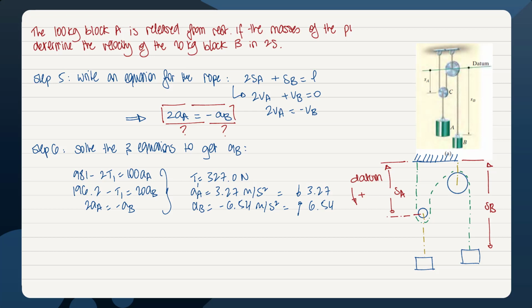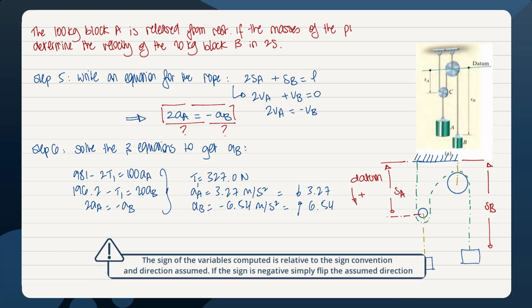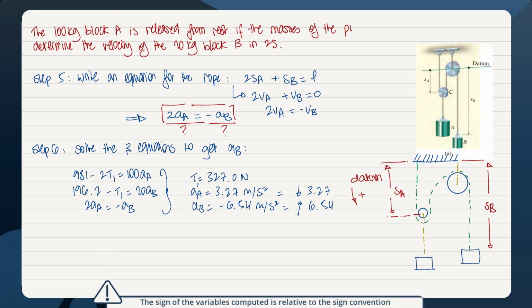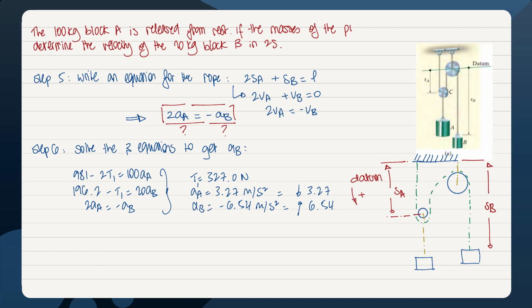Now what does the sign actually mean here for AA and AB? Well, we need to compare that to the sign convention we've adopted, which is positive downward. So 3.27 means that AA is 3.27 downwards. And minus 6.54 meter per second square is 6.54 meter per second square upwards. So it's very important to relate back to the sign convention that you've adopted at the very beginning of the problem.